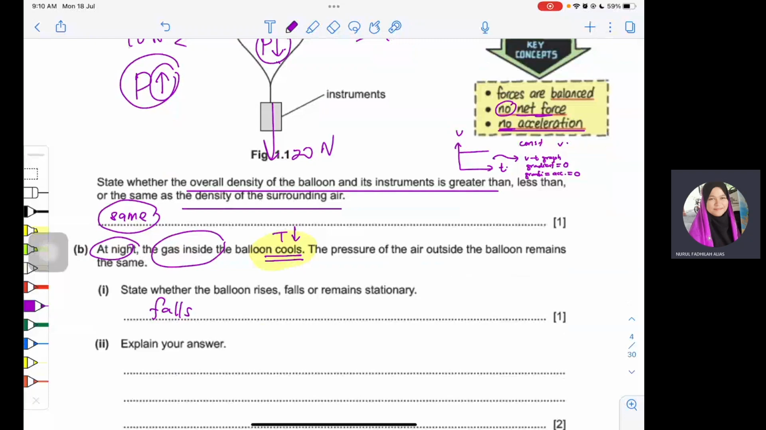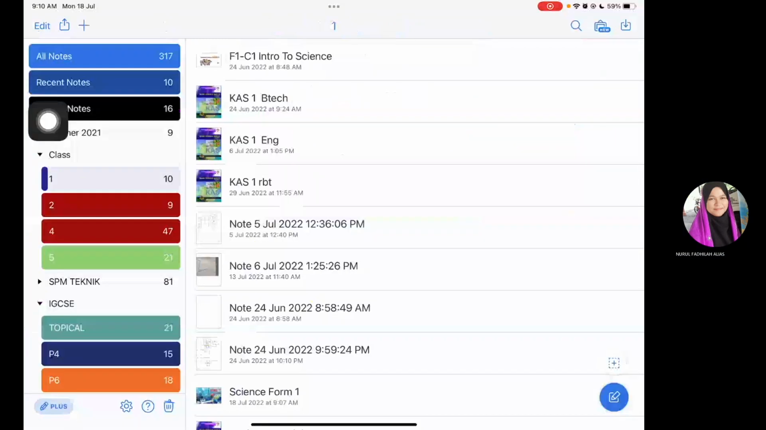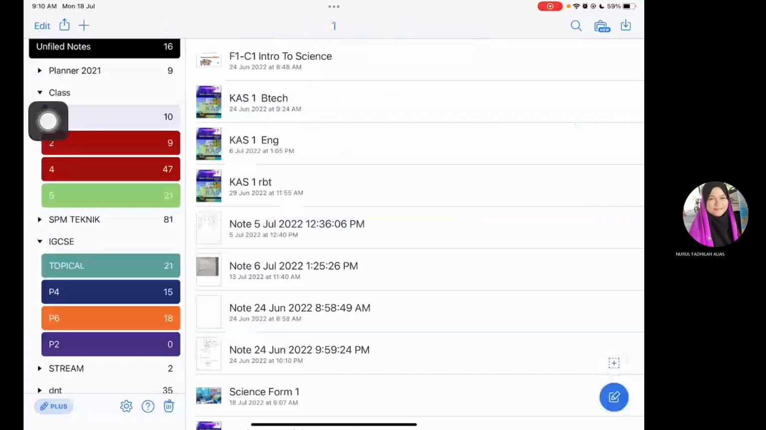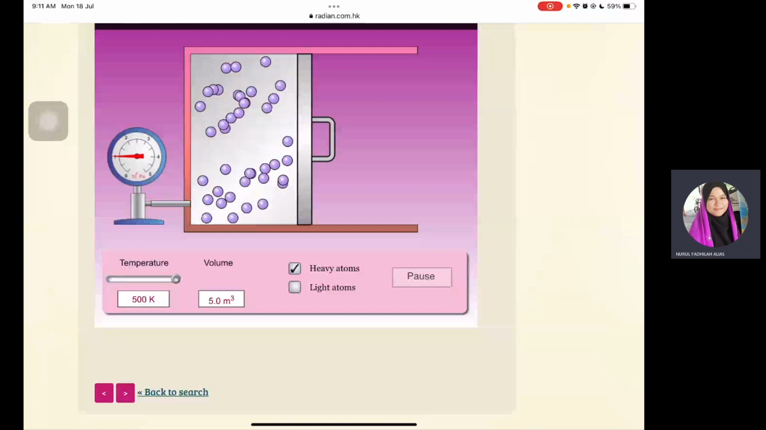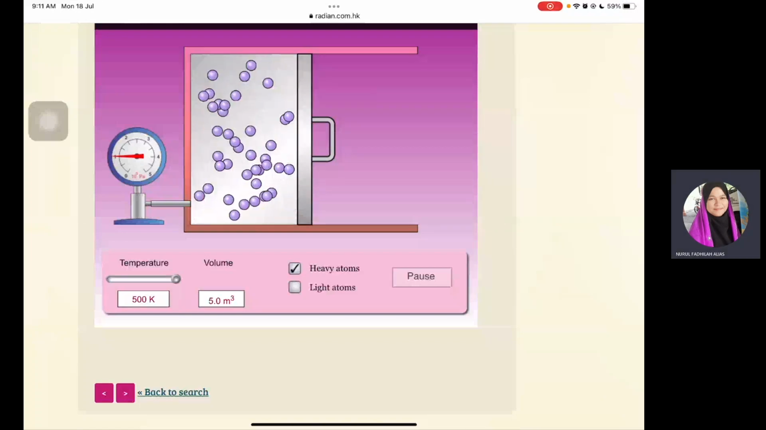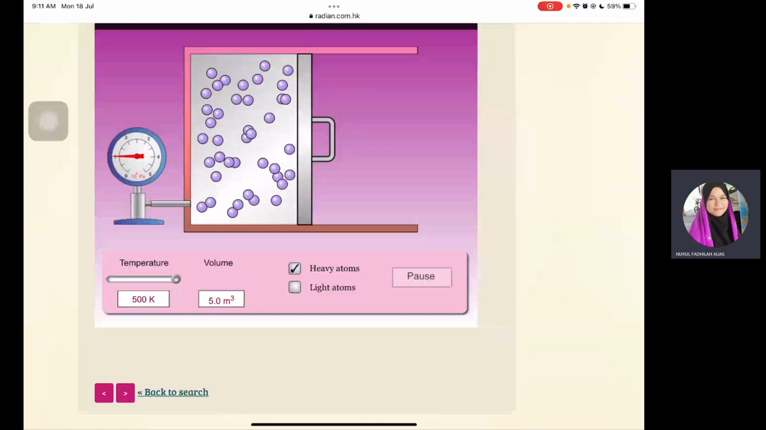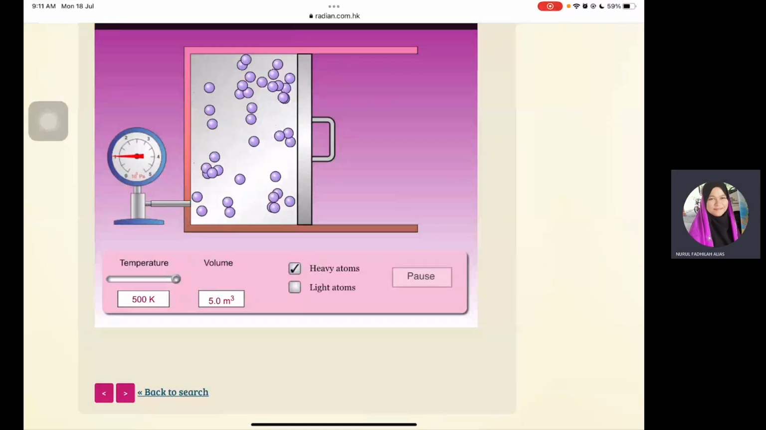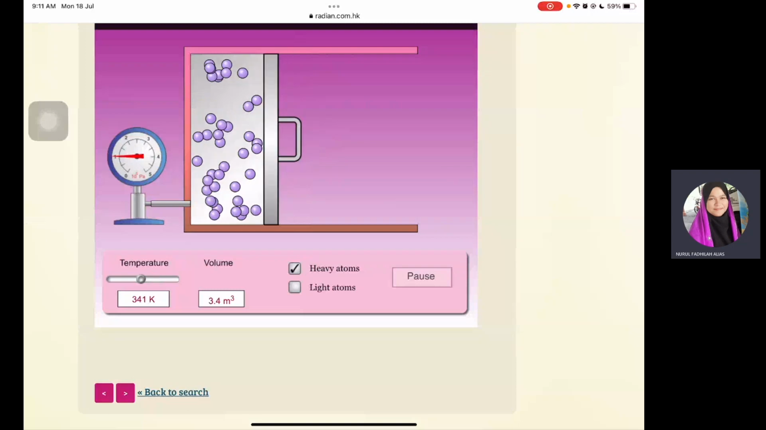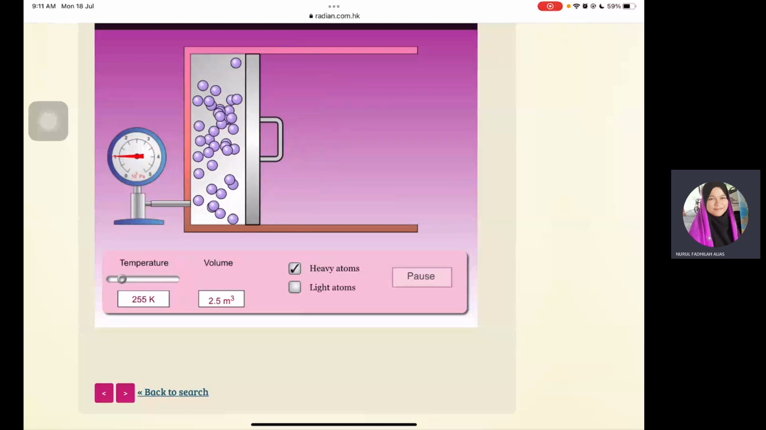Okay, discuss with your friend. 30 seconds. Ya, cikgu. Yang ni sebenarnya temperature, bila temperature high, okay, this is the ni sebenarnya bukan tadi. Okay, tengok ni. Look at the temperature high. What happened to the volume? Volume higher. Okay, now, tadi sejuk, so what happened to the temperature?